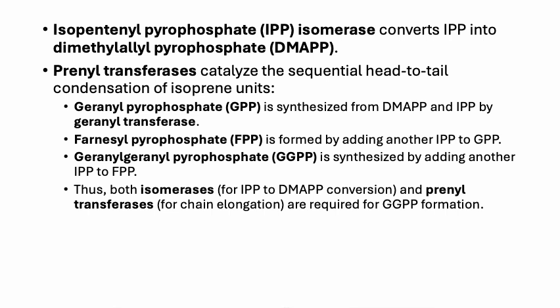So we have both an isomerase and a transferase. The isomerase is needed for converting IPP to DMAPP, whereas transferase is needed for chain elongation. So option B is the right answer. Right. We will go to the next question.